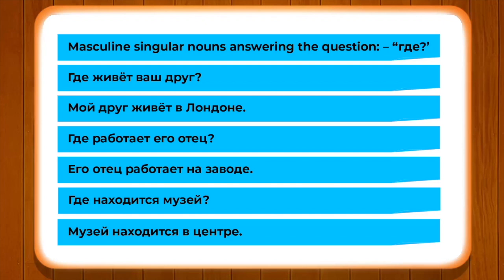работать and находиться. So жить, работать and находиться have a certain aspect of usage with где. Где живёт, где работает, где находится. So these verbs are basically used in the prepositional case.